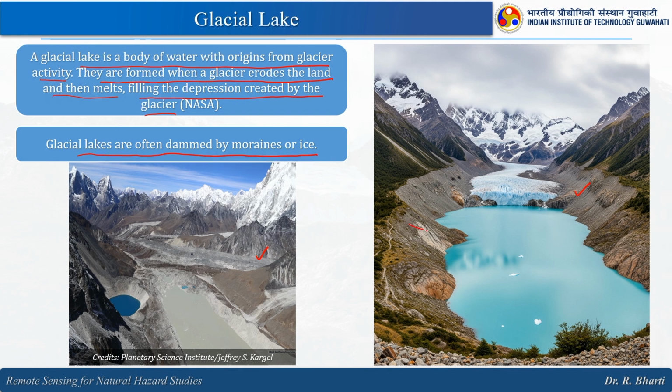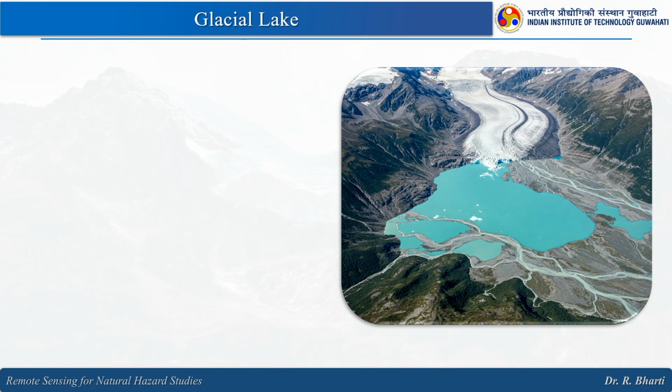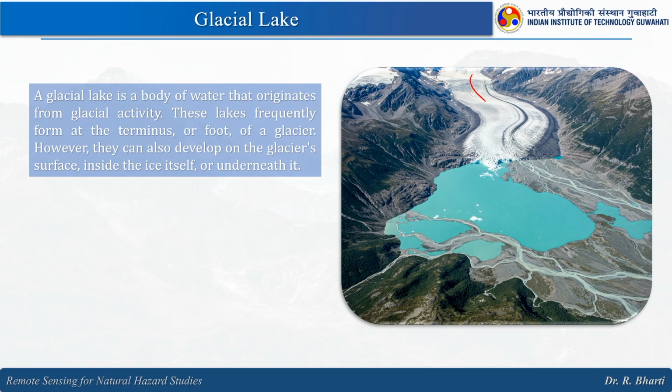So here you can see the example of moraines. This is the moraine which is holding this particular water, right, which is coming from these glaciers. And in this case you can see some of the ice acting as a barrier, and then the water will be accumulated. So these are the two different types of glacial lakes. And here is another example where glacier flow is in this direction, and here it starts melting and the depression is getting filled with the glacier melt water, right.